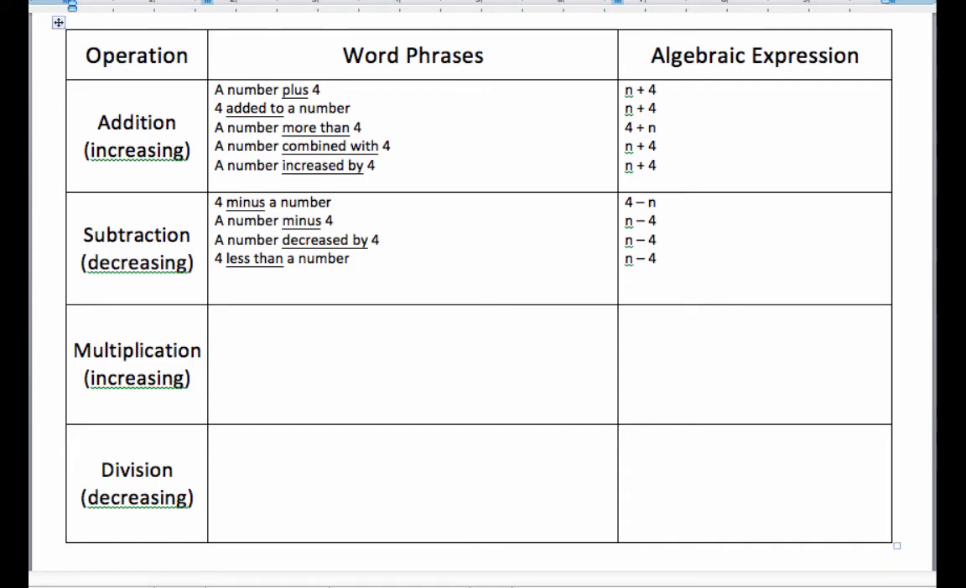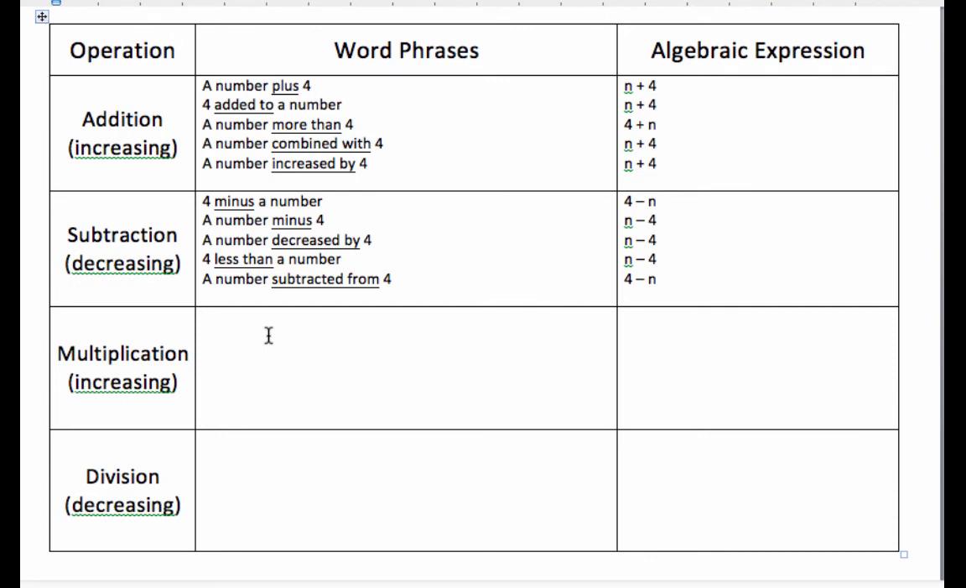And that is the same way with this next one where we see this. A number subtracted from 4. Subtracted from obviously is subtraction because it's right there in the word phrase. But if a number is subtracted from 4, we start with the 4 and we subtract a number from that.